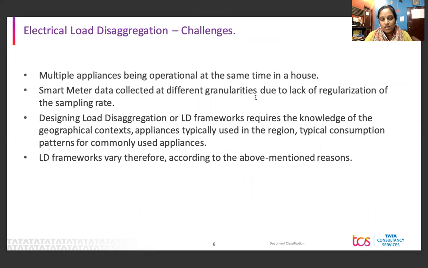Load disaggregation is challenging because of the multiple appliances that are usually operational at the same time in a house. Along with this is the fact that different households have different frequencies at which appliances are operated. The geographical context also adds another layer of complexity to the load disaggregation frameworks. The appliances that are used also change from region to region, and all of these factors have to be incorporated into the load disaggregation formulation for efficient disaggregation.